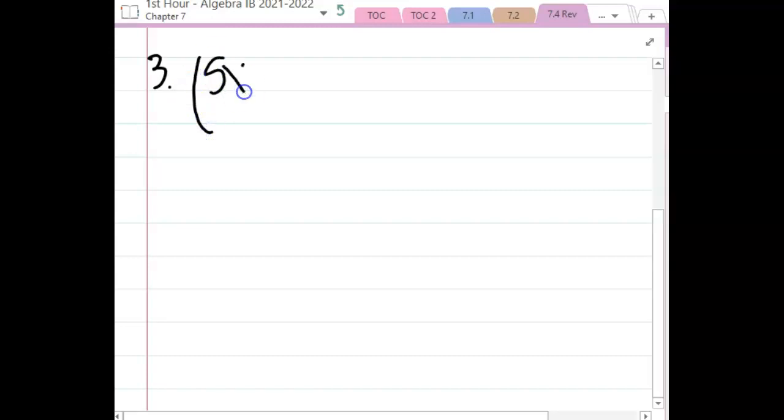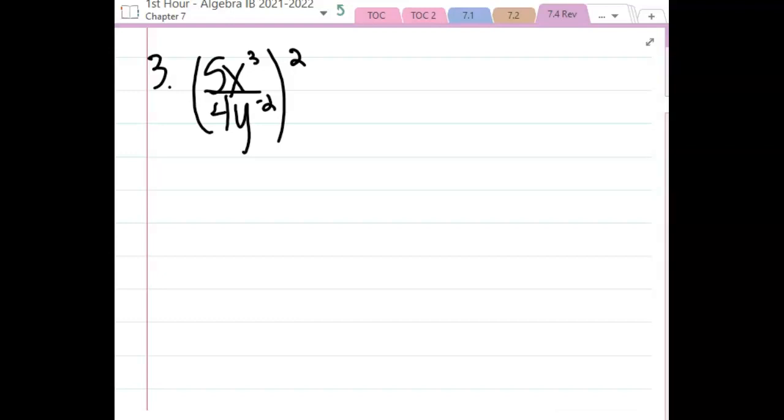Okay, let's bring in that other rule that we've talked about. This is the one that I think starts getting tricky. So let's say we have 5x cubed over 4y to the -2nd, and then the whole thing is going to be squared. So kind of like the rule from yesterday, this means that I need to square everything in there, including the number.